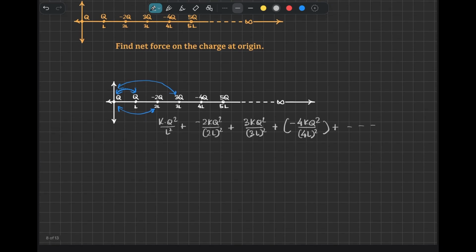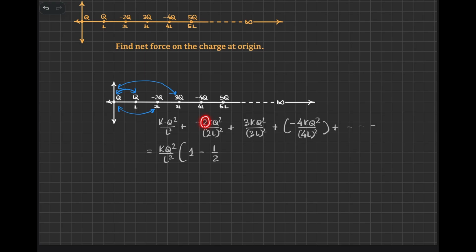If we take the k q square by l square term as common, we see a pattern: 1 minus 1 by 2. See here, in the numerator we have 2, but in the denominator we have 2 square, which is 4. It cancels out and gives us 1 by 2. The next one similarly gives us plus 1 by 3, the next one minus 1 by 4, and so on. Like this, the series continues.